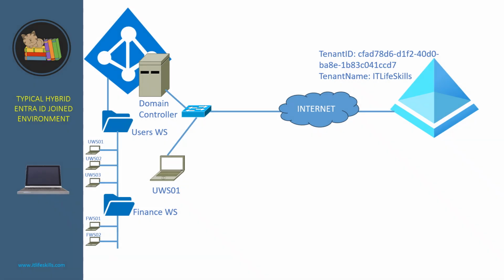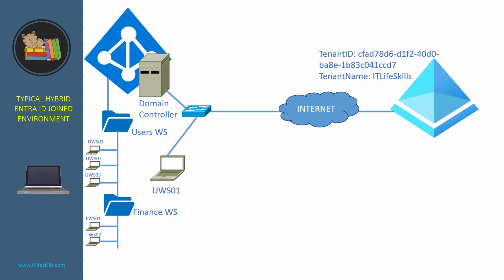Here is a typical hybrid Entra ID joined environment. Initially, we have an Active Directory domain with multiple OUs. In each OU, we have computers joined to the Active Directory domain. We also have an Entra ID tenant.